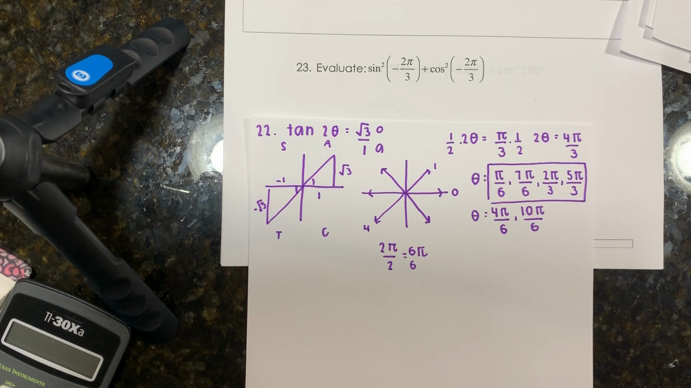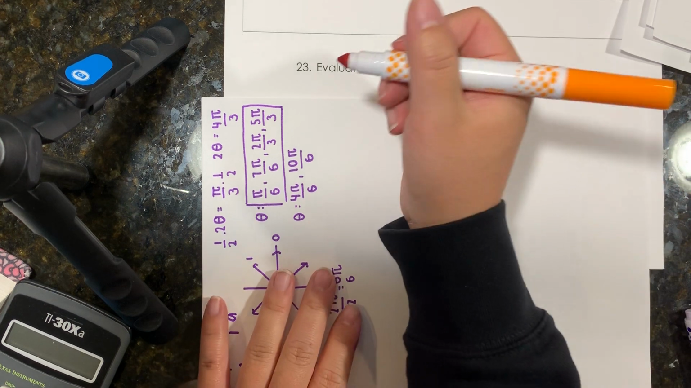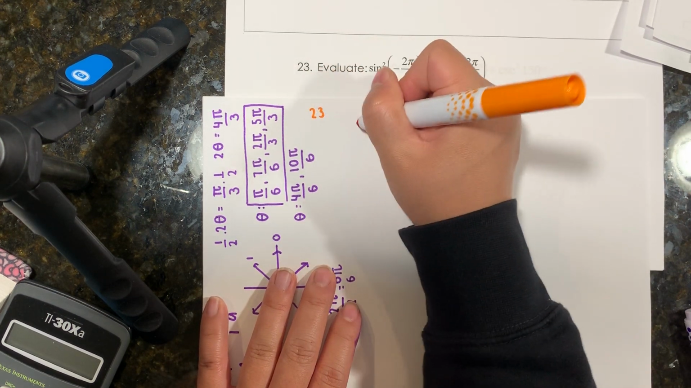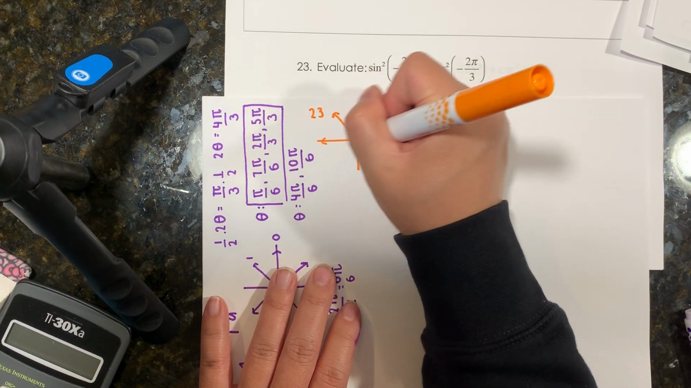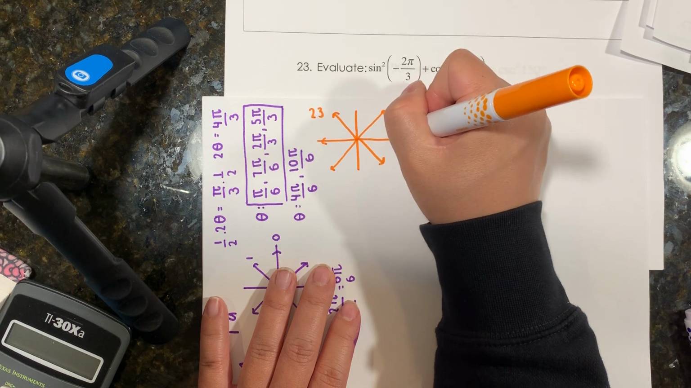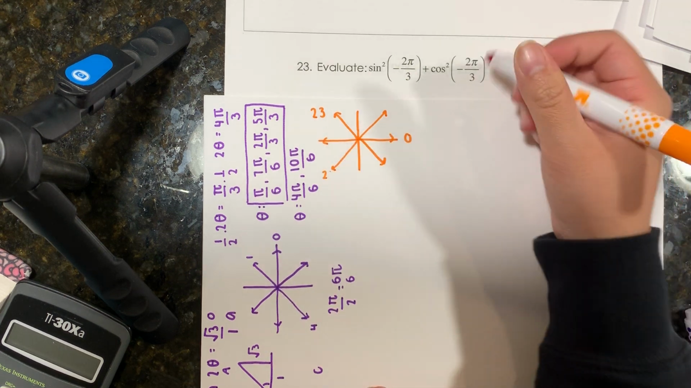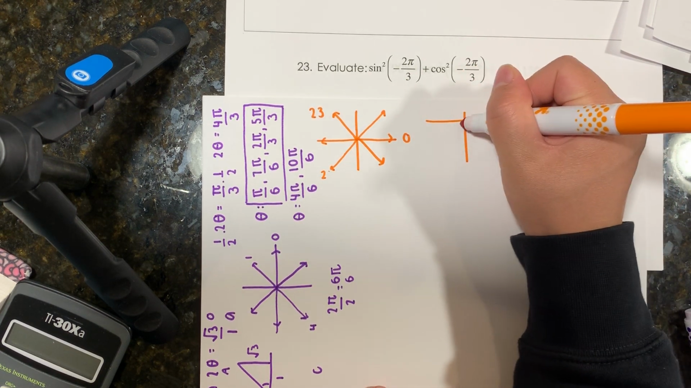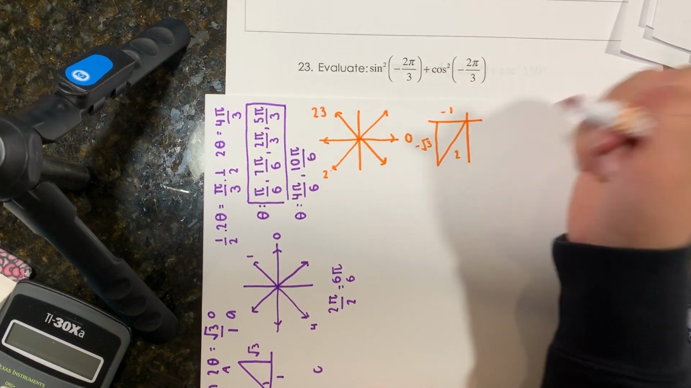So moving on to number 23, we are doing sine squared of negative 2 pi over 3 and cosine squared of negative 2 pi over 3. So what I'm going to do is I start by making my snowflake chart for over 3. 1, 2, 3, 1, 2, 3. Starting at 0, I would go to negative 2. This would be 1 and 2. So that means you're going to have a 60-degree triangle in quadrant 3. So negative 1, negative root 3, and 2.